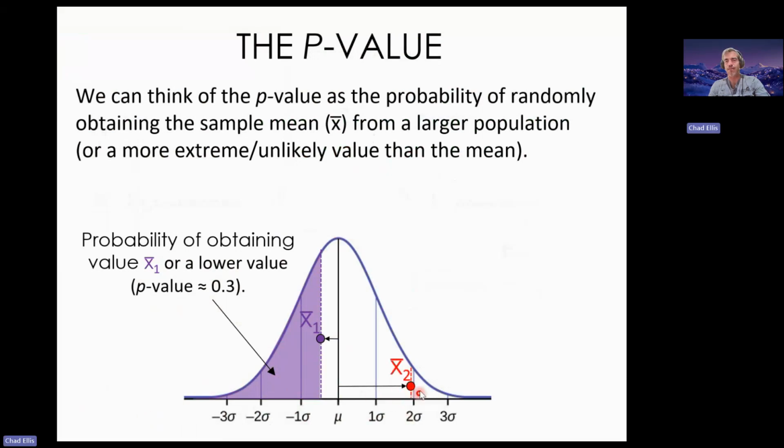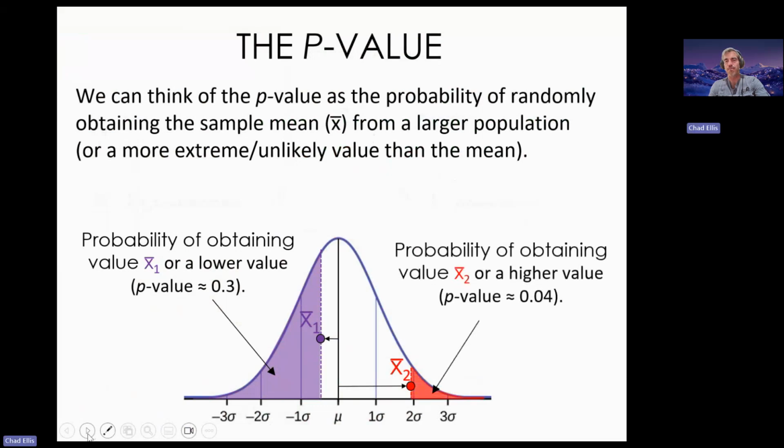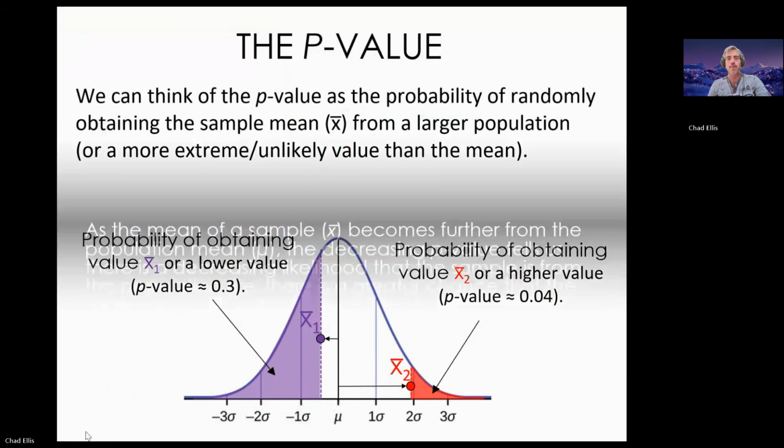But imagine I have another sample mean, x bar 2. You can see that it's more extreme, further away from the population mean. In this case, the area underneath the curve above that value has a much lower p-value. So 0.04, or about a 4% chance that x bar 2 actually belongs to the same population as mu. So that's how you can interpret the p-value.